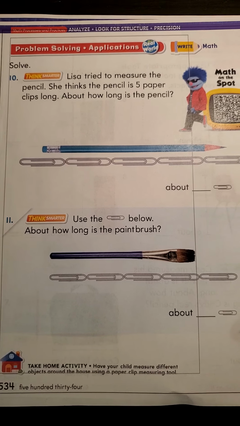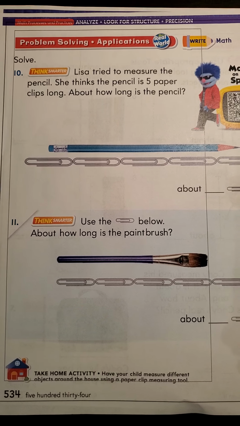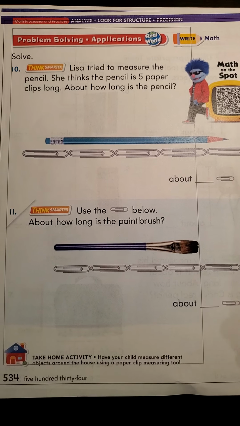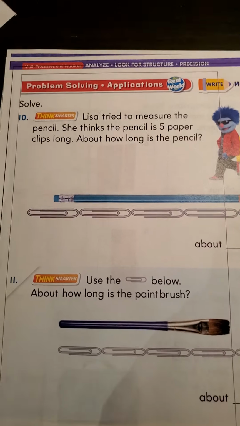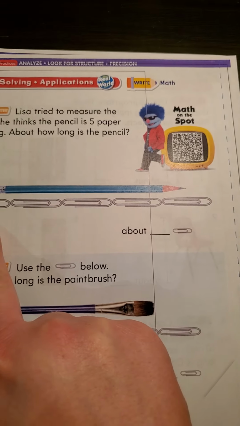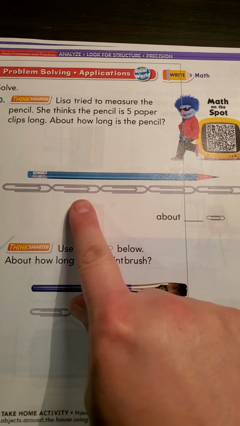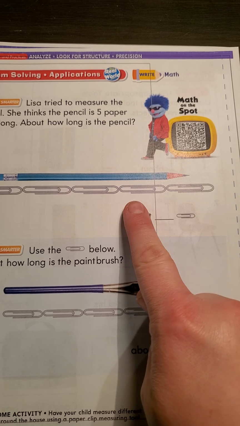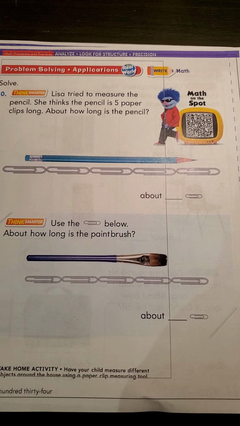Lisa tried to measure the pencil. She thinks the pencil is 5 paper clips long. About how long is the pencil? So I see that there are 5 paper clips here. 1, 2, 3, 4, 5. So is that how long the pencil is?